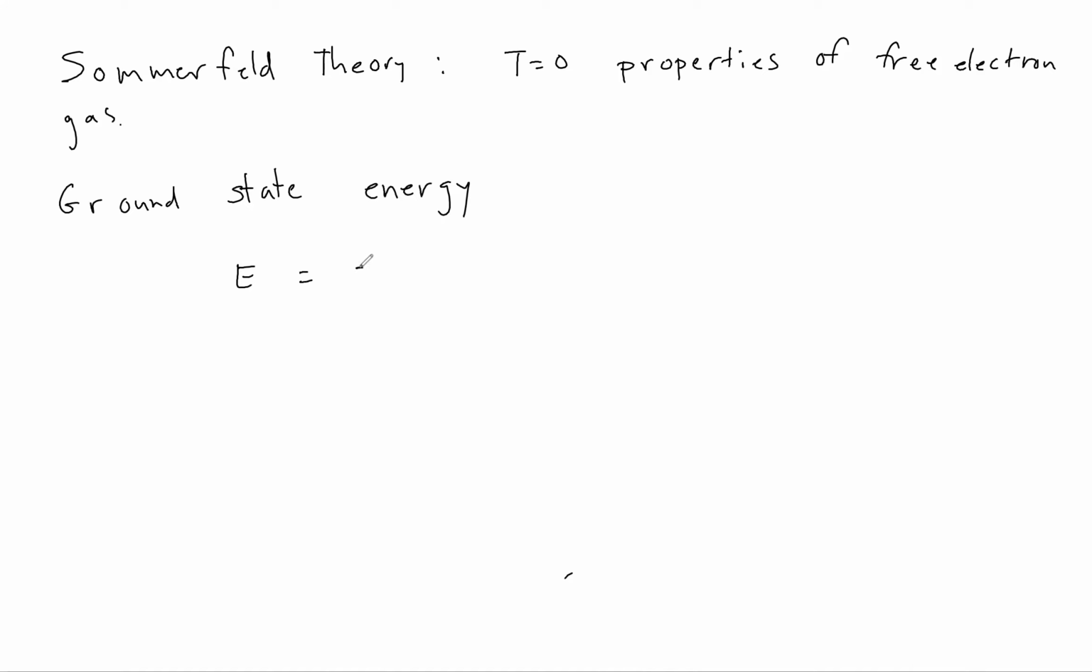So this will be twice times the sum of all k values with magnitude less than kf of h bar squared over 2m times k squared. The factor of 2 here occurs because we can put spin up and spin down electrons in each level, one spin up and one spin down electron in each level. All right, so let's use our state counting strategy.